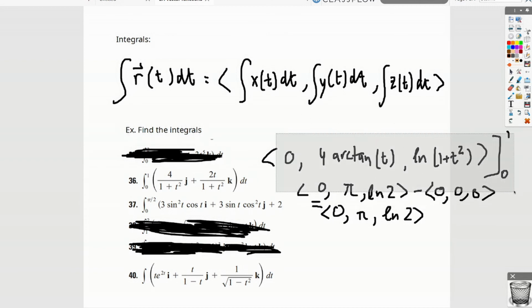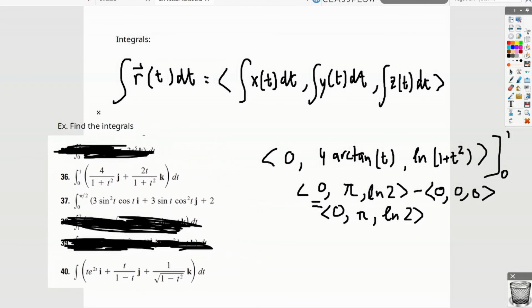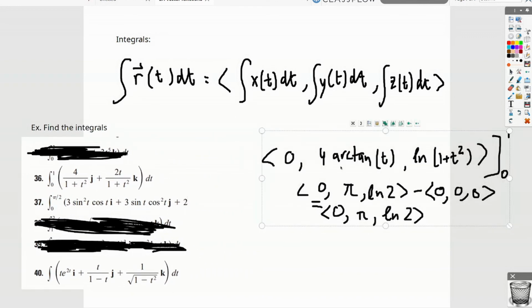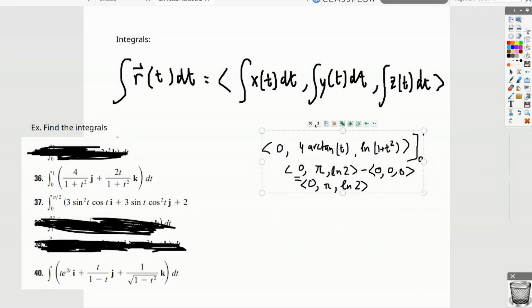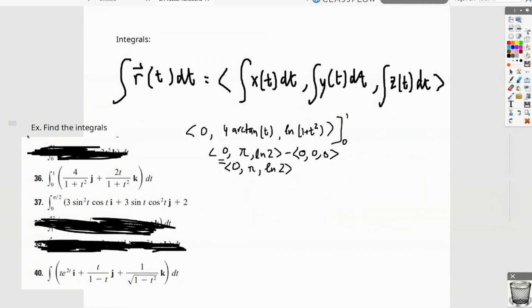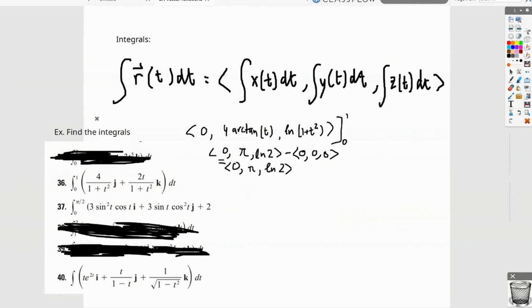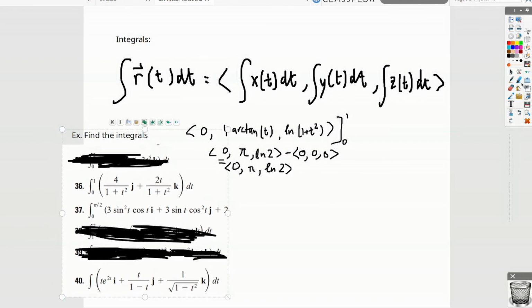3 sine squared t cosine t i hat plus 3 sine t cosine squared t j hat. A little bit crazy, but we can still try to solve it. So the most important thing right here is basically reverse chain rule, or u-sub. You could set u equals sine t, and then cosine t will be equal to v, right?